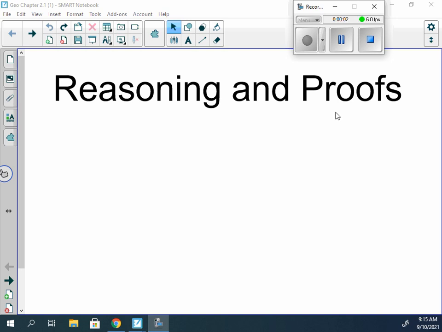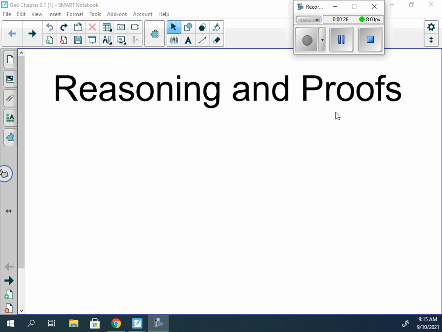So what we're starting off today with is chapter 2.1. We're breaking up chapter 2.1 into two parts, and we'll finish it on Monday. But what we're starting with this chapter is reasoning and proofs. And we use a lot of reasoning and proofs to show that the statements are true, that the theorem's true, that they work. And this is a way that we can prove them.